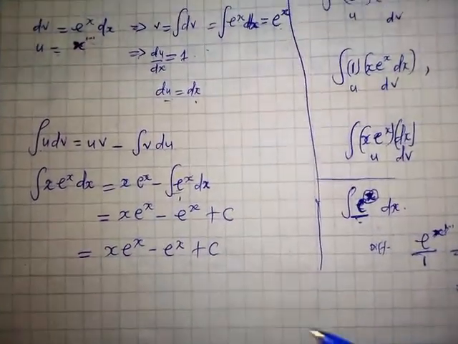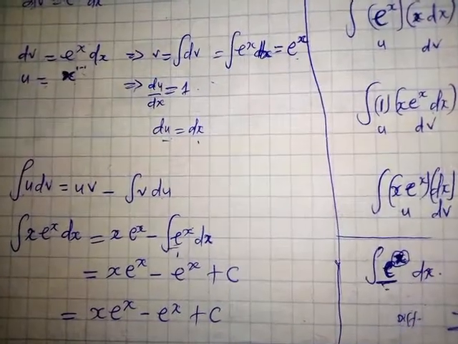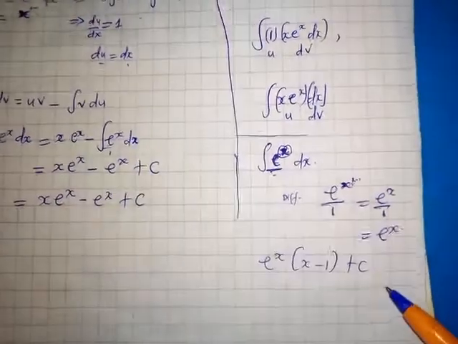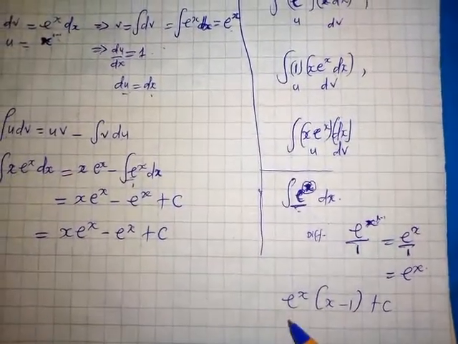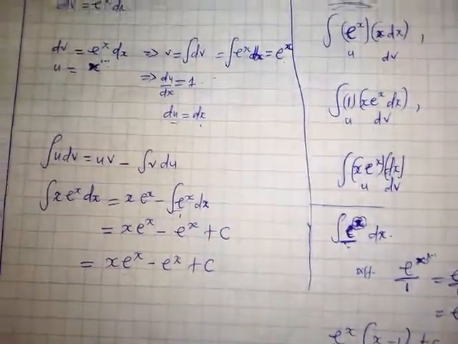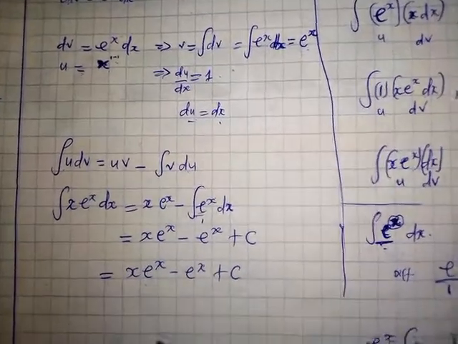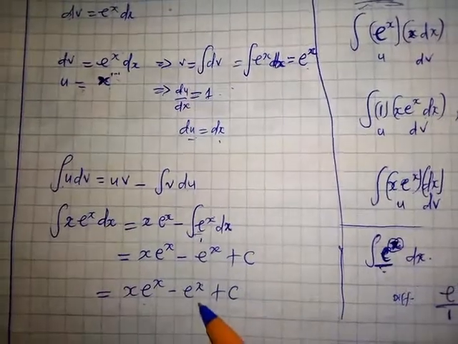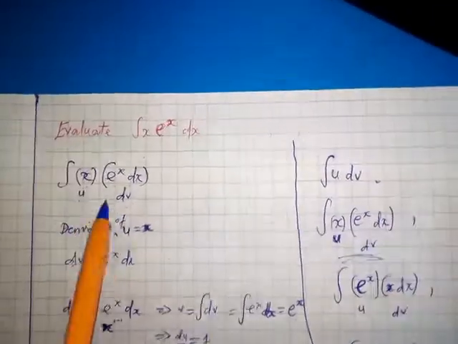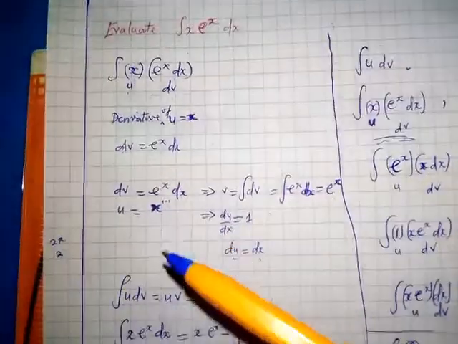That's our answer. It can also be written as e^x into x minus 1, plus c. It's just the same thing, because if you multiply this out, you get this. There's no problem with that. To check the result, you can differentiate this to obtain the original integrand. If you differentiate this and get the integrand, then you know that you are correct.